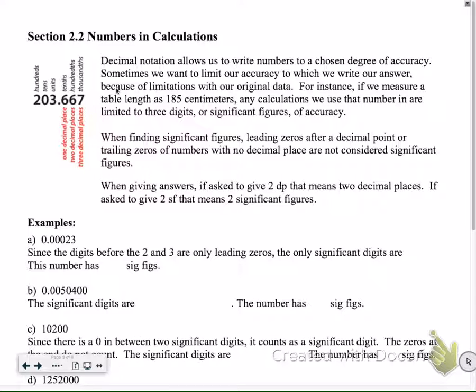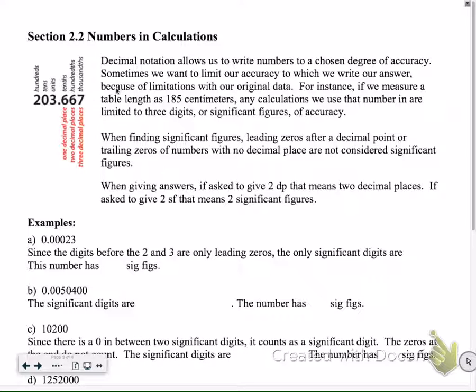So for example, if you have a table that you measure in 185 centimeters, we only have 3 digits of accuracy there. We're not going to want to try to go for more accuracy than that. Now, when you're talking about significant figures, that has to do with your accuracy. Leading zeros that are after a decimal point, so you have the decimal point and then a bunch of zeros and then a number, those bunch of zeros don't count. It's just a place marker for your decimal places.